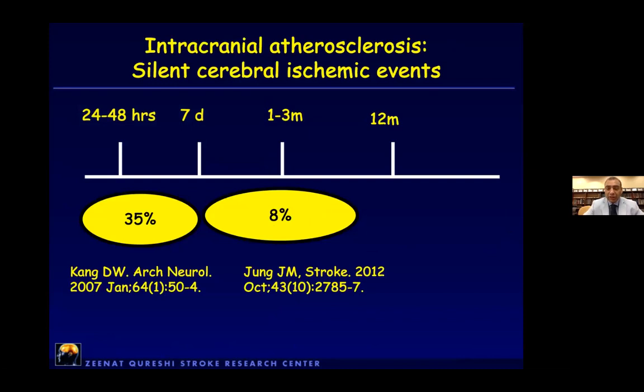And if you look at serial imaging, serial MRI, so not clinical strokes but subclinical strokes, you can see a large proportion of these patients would have subclinical ischemic events after the first ischemic event. So the burden of recurrent ischemic events is much higher. It's almost like 35% in the first week and another 8% in the next 1 to 3 months, if you're talking about subclinical ischemic strokes as well. So it does tell you that with intracranial atherosclerosis, once an initial ischemic event has occurred, the patients are at high risk for developing both clinical and subclinical ischemic events.